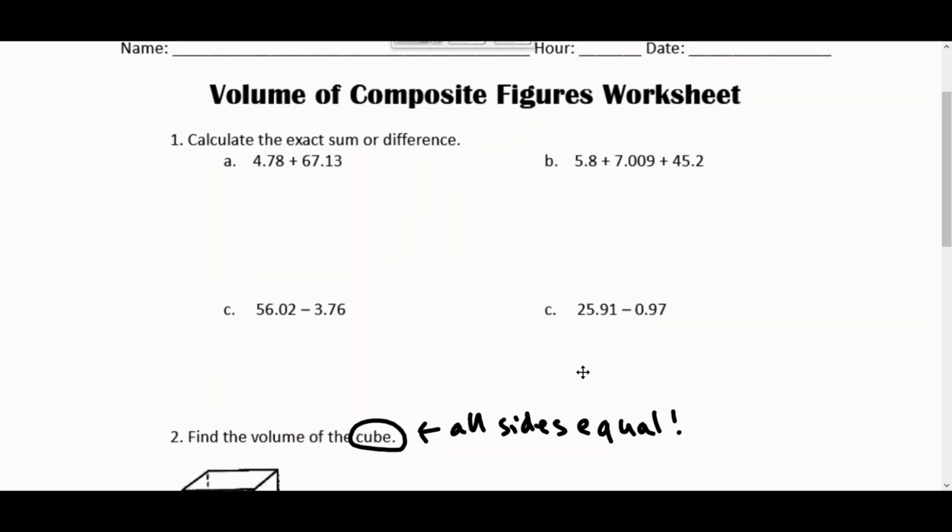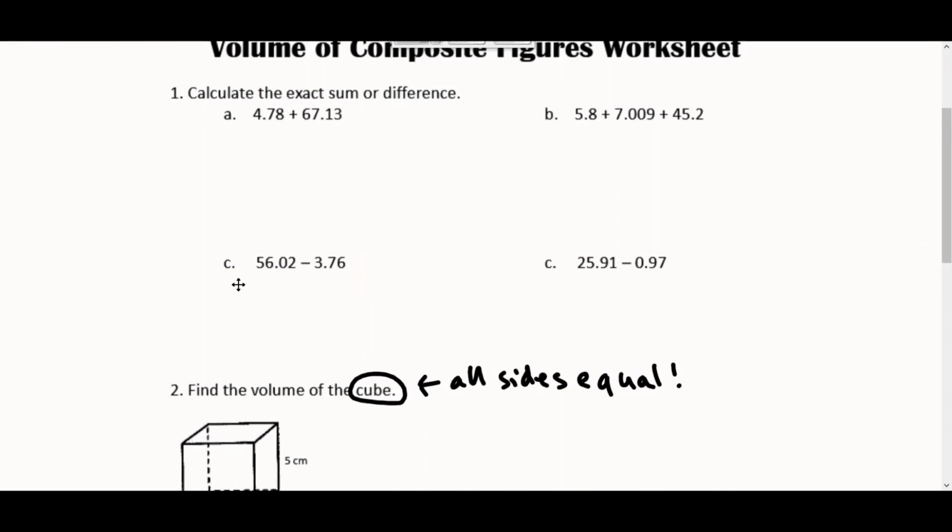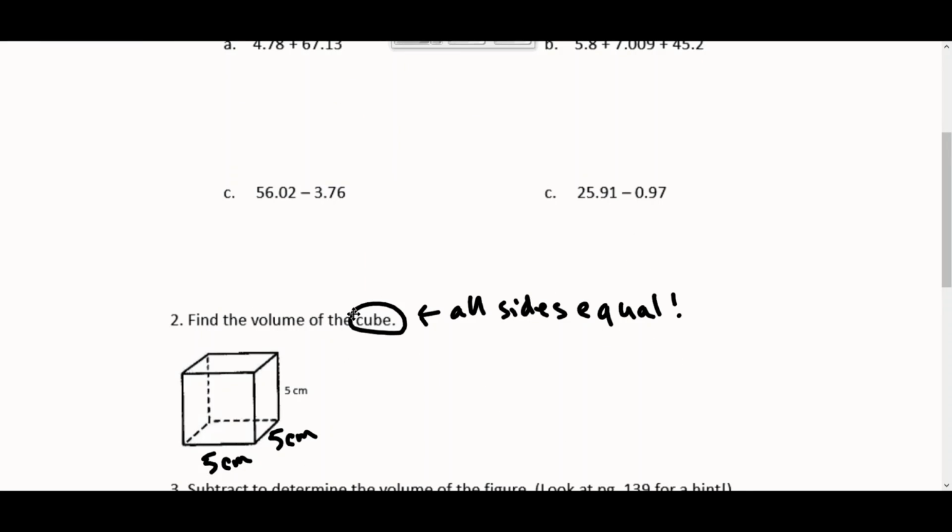This part looks a lot like adding and subtracting decimals. Okay, I'd recommend doing one at a time, especially on this one. And then here, make sure you line up your decimal. On number 2, the key word here is this is a cube. And what do we know about cubes? All the faces are squares, meaning all sides are equal. All right, so if this is 5 centimeters here, that means this is 5 centimeters and this is 5 centimeters.